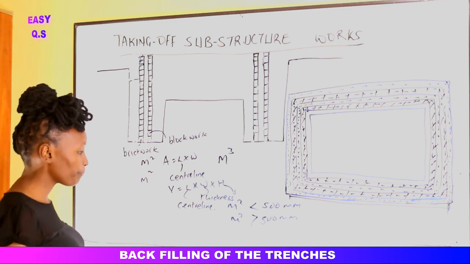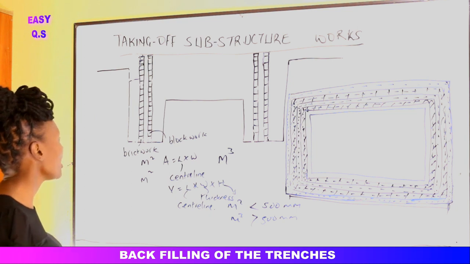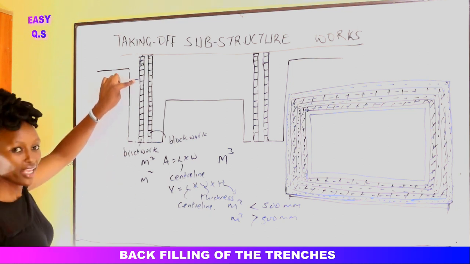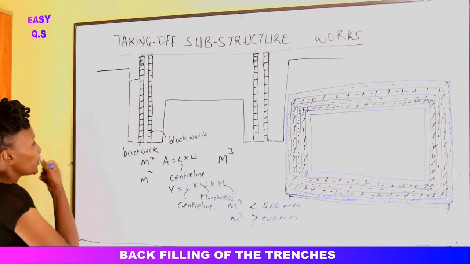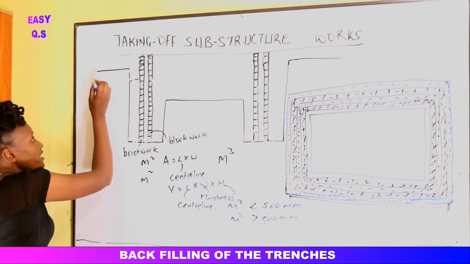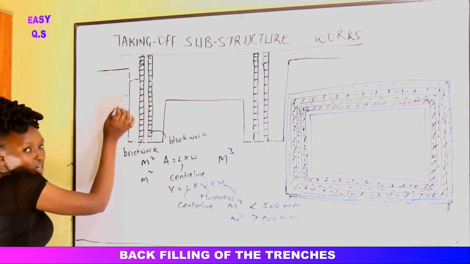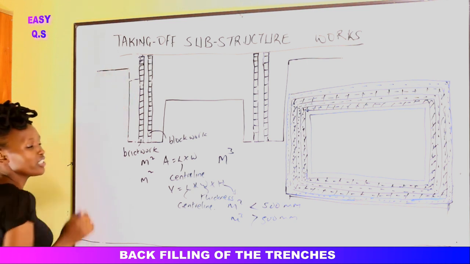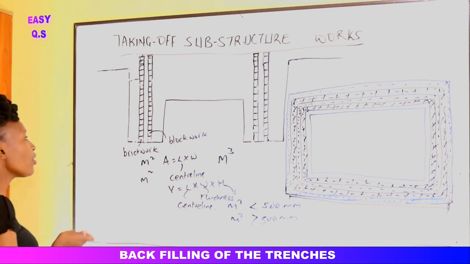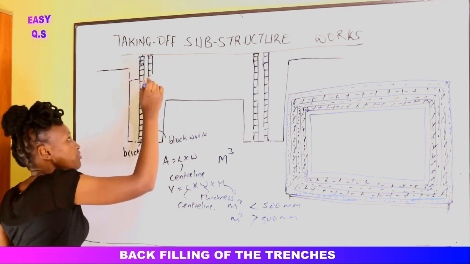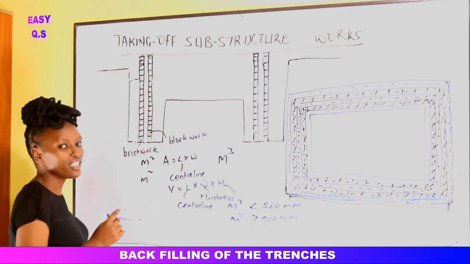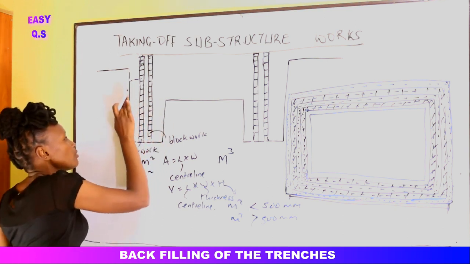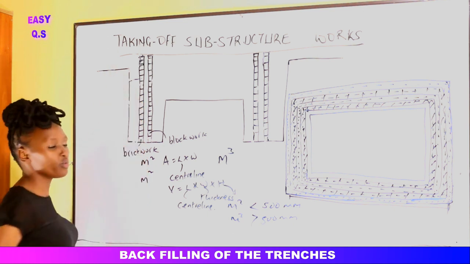Okay, so the next part, we have filled up to here. Why? It is because first of all, we started from the ground level here. We removed the vegetable soil, 150. Then from the vegetable soil removal, that's when we came to reduce the level up to this level. Right? So we usually backfill up to the area where we remove the vegetable soil.